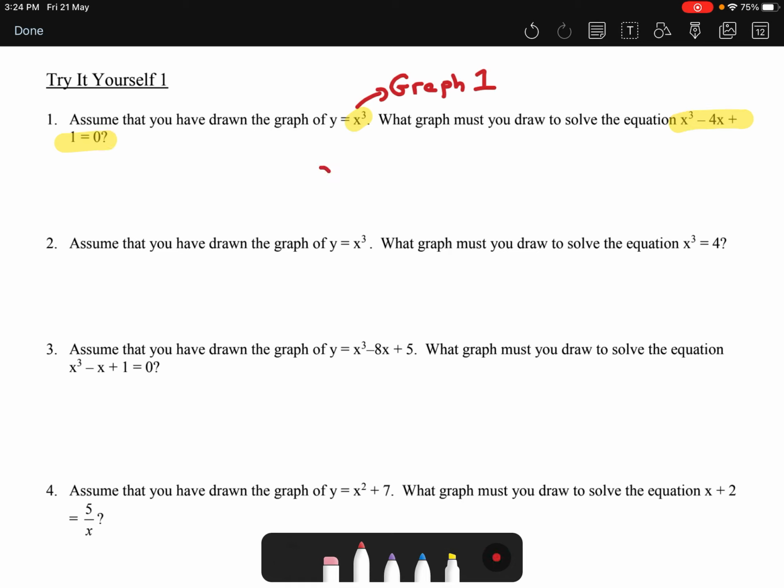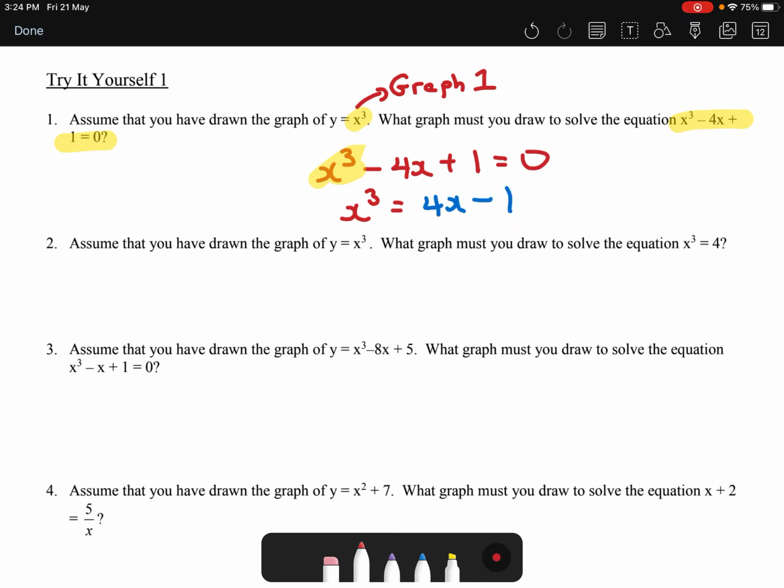Okay, so looking at the equation x cubed minus 4x plus 1 equal to 0, you can see I'm interested in the x cubed. So you always put your graph 1 on the left hand side. Graph 2 will appear on the right hand side. So x cubed is right here. You just move the second term and the third term to the right hand side, and you will solve the question already. So you move your minus 4x plus 1 to the right hand side. When you move, you will get positive 4x minus 1.